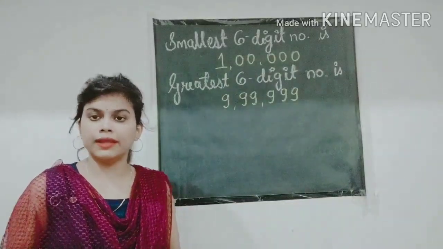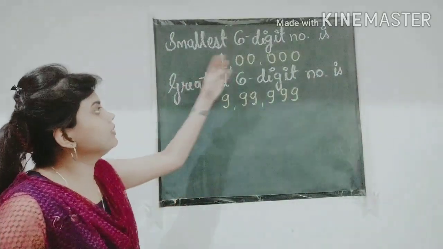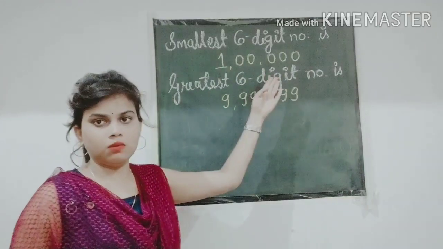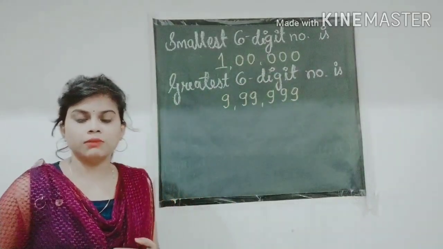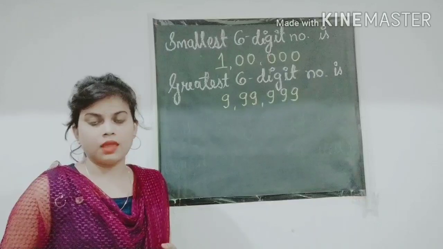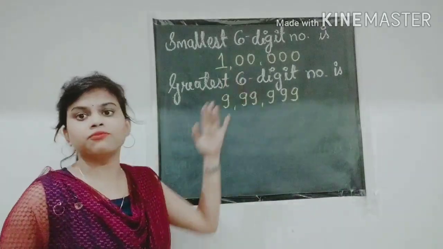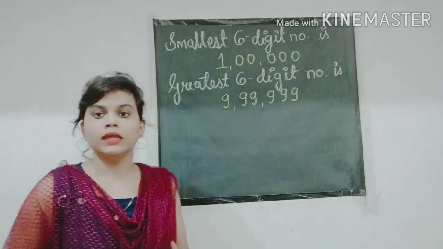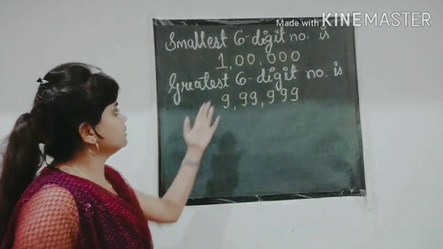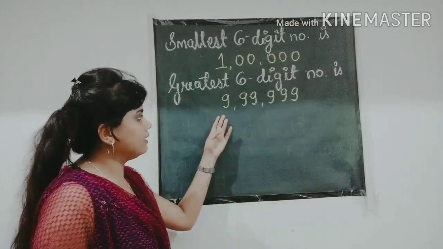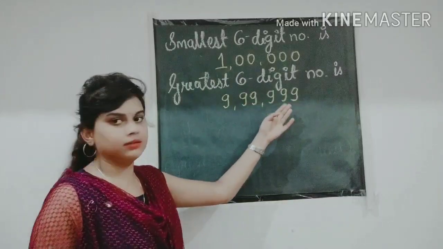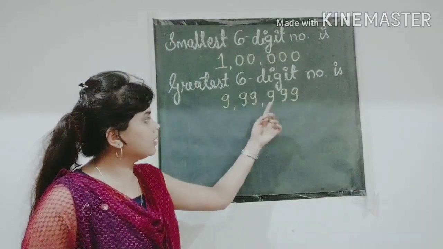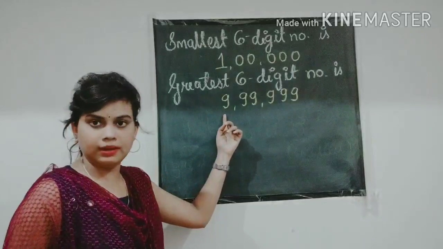Now moving on to the next series, we have the smallest 6-digit number. It is 1 followed by 5 zeros. In the international system, it is called 100,000. And in the Indian system, it is called 1 lakh. You will get to know more about it in your next topic. Till then, moving on. The greatest 6-digit number is 9,99,999. The series will go on: ones, tens, hundreds, thousands, ten thousands and lakh.